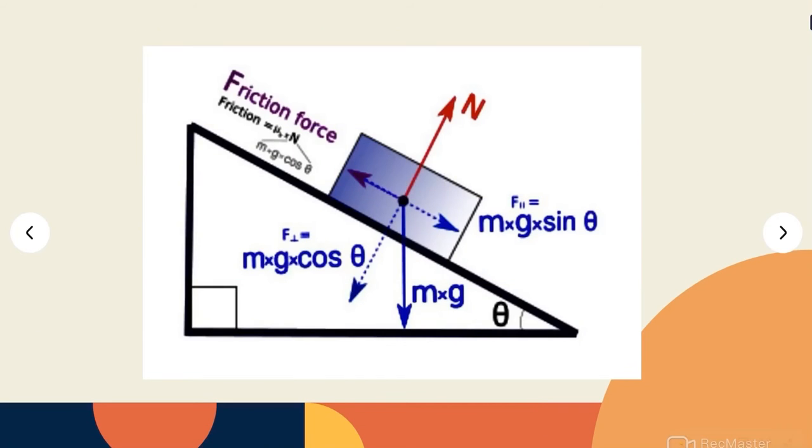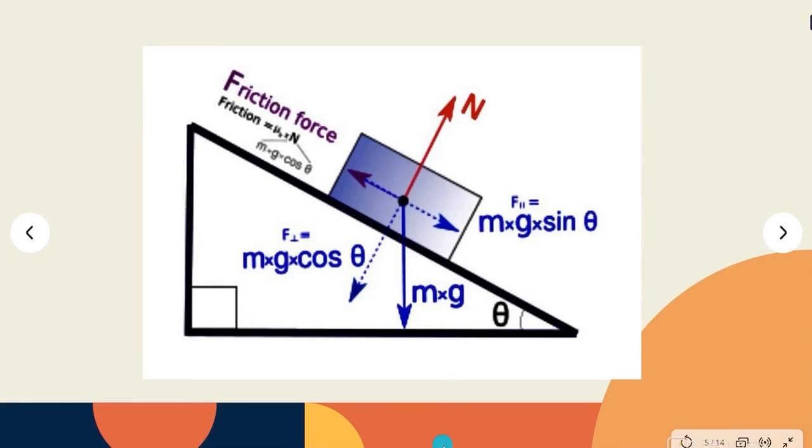This is a free body diagram of the previous experimental setup. We have the normal force acting perpendicular to the surface and the weight mg that acts in a downward direction. The weight will then be resolved into two components, which are mg sin theta parallel to the inclined surface and mg cos theta perpendicular to the inclined surface. There is also a frictional force parallel to the surface but opposite in direction to the resolved force mg sin theta.